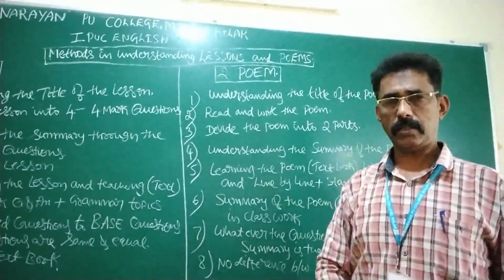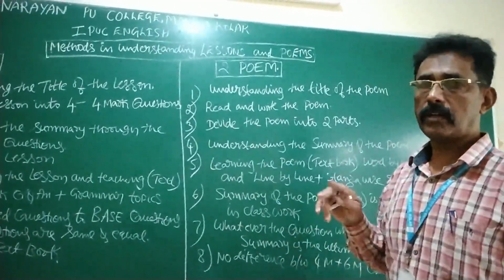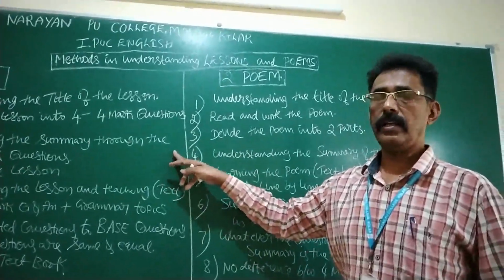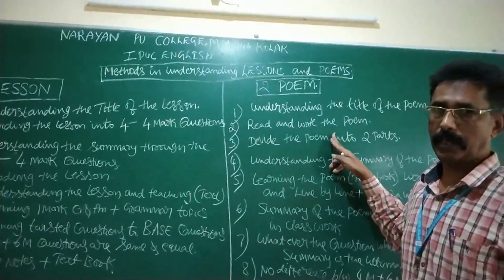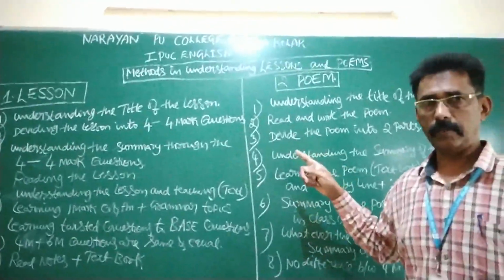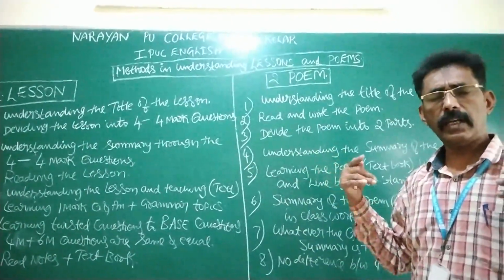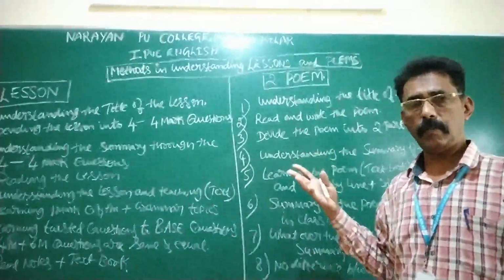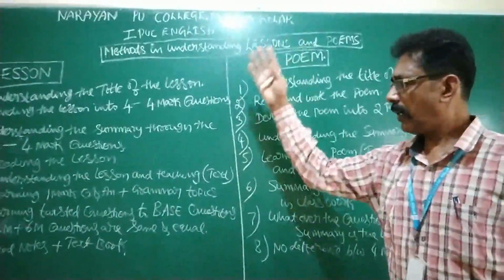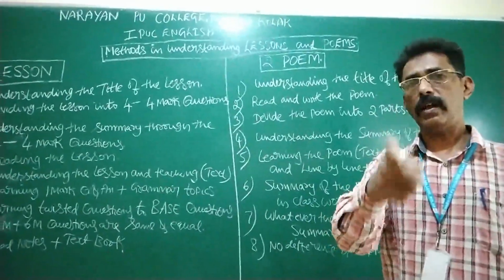Follow the instructions. Yes. First, there are two divisions in the textbook. One is lesson, another one is poem kind. There are 7 lessons, 6 poems. Total 13 chapters. Whatever the lesson it may be, whatever the poem it may be, in first PUC and second PUC, same methods. This is the first time you are going to learn.